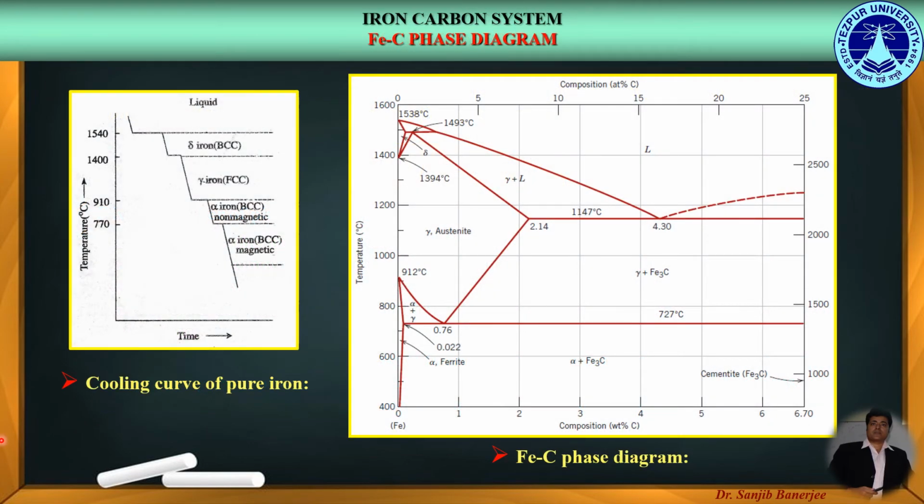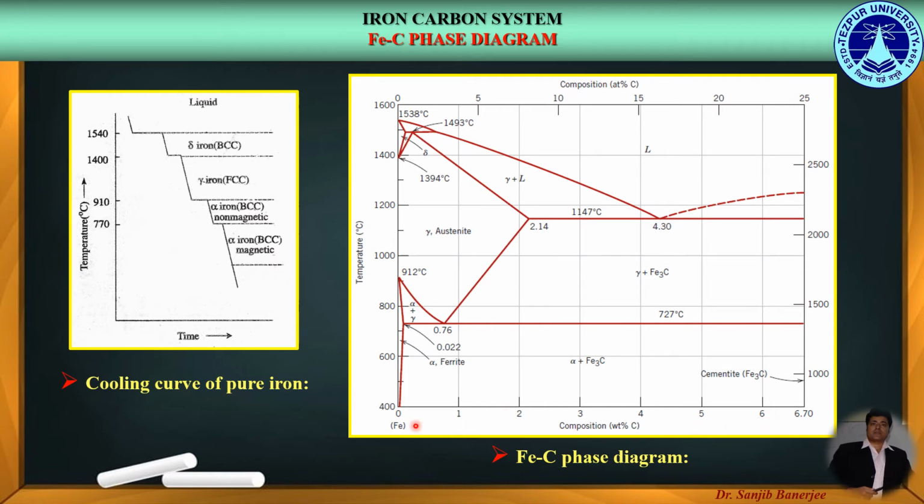Let us now study about the iron-carbon phase diagram. The iron-carbon phase diagram is one of the most important diagram of any metallic system. Here in this figure we can see the iron-carbon phase diagram, where the y-axis is represented by the temperature scale, while the x-axis is represented by the increasing composition or weight percent of carbon.